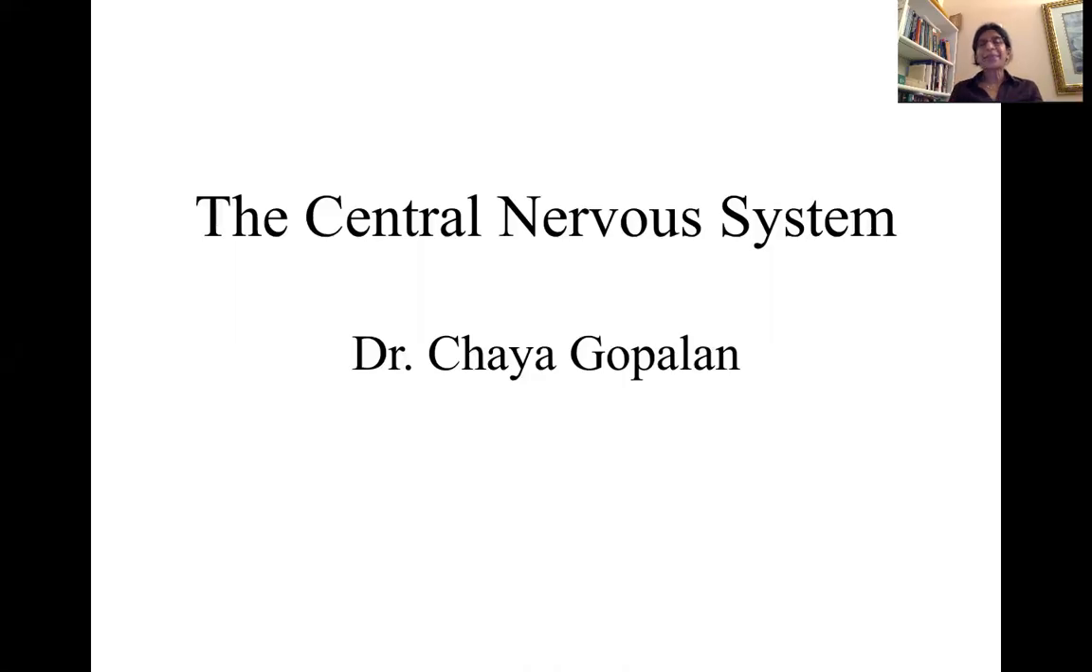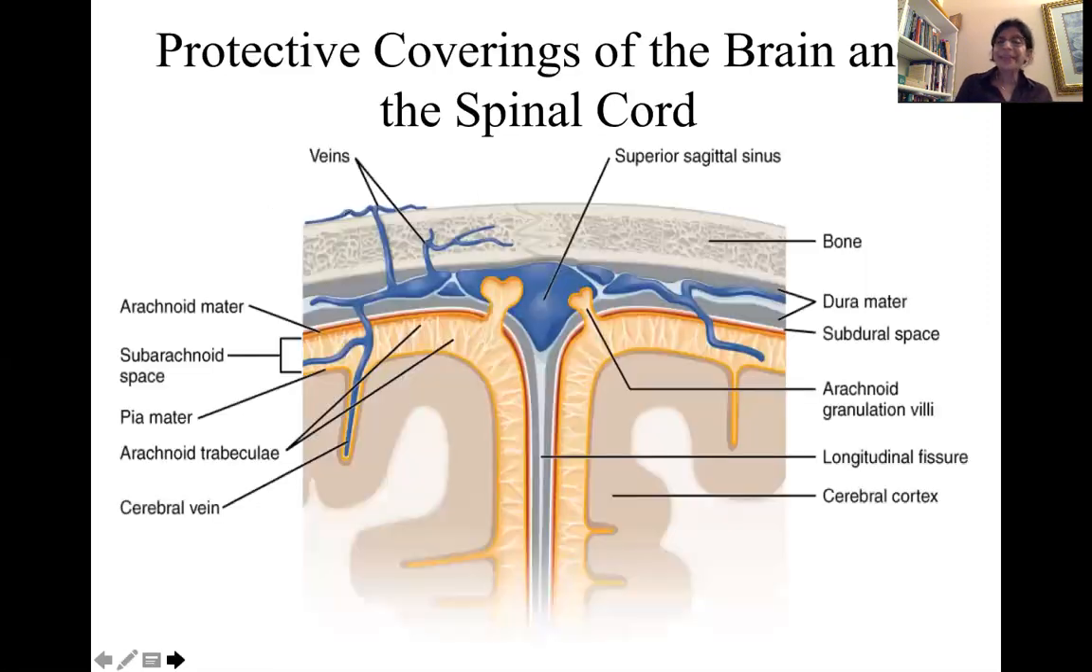The central nervous system consists of the brain and the spinal cord. The first and foremost thing we need to think about these two key organs is their protection. Yes, they are protected by three different mechanisms, three different setups. First one happens to be the bony case. The cranium protects the brain, and the vertebral column protects the spinal cord.